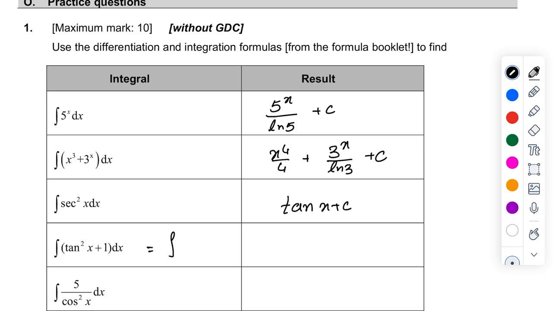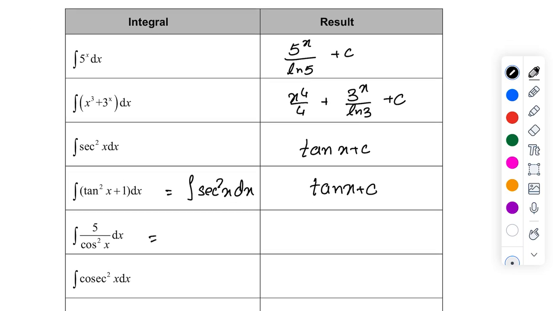It can be written as integral of secant square x. Tan square x plus 1 is secant square x. Secant square x integral is nothing but what? Tan x plus c. Now, it becomes 5 secant square x dx, so it becomes 5 tan x plus c.